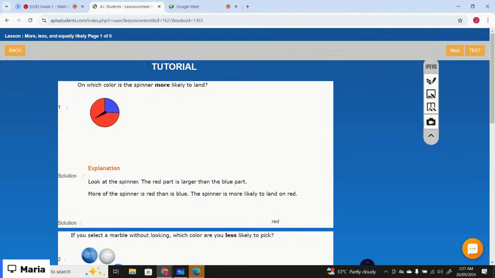On which color is the spinner more likely to land? So just look at the spinner, right? The spinner has more portion that is red and a smaller portion that is blue. Most of the portion is red, so it will more likely land on red. Got it?